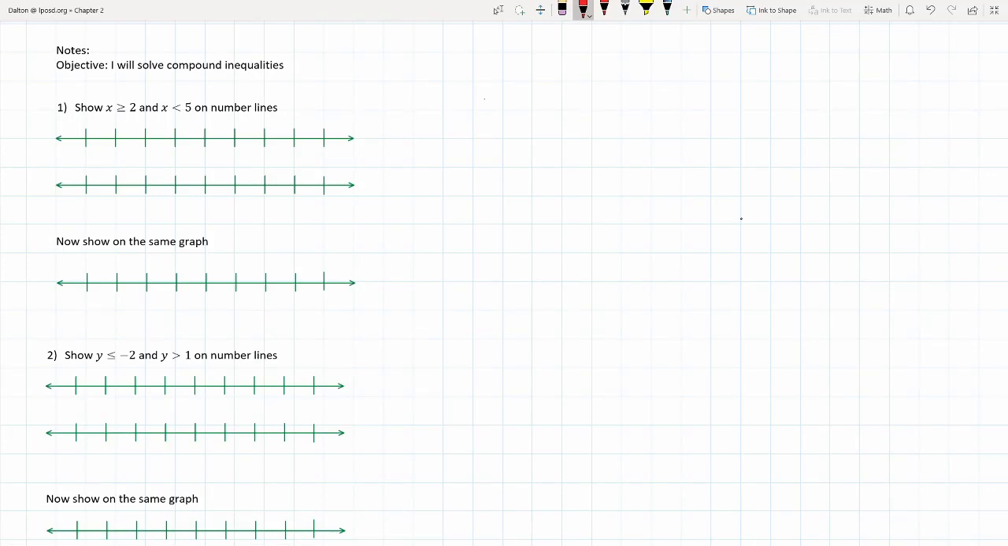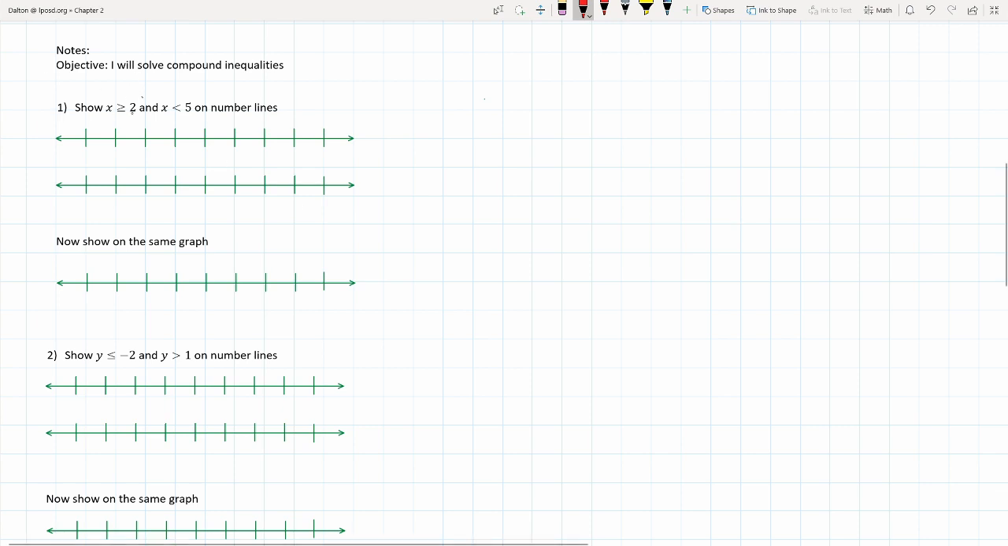This is 2.5 lesson, solving compound inequalities. Your objective is you'll be able to solve compound inequalities. So for the first part, we're going to show these two different kind of equations on separate number lines, and then we're going to come back and put them on the same graph just to be able to wrap our heads around this a little better.